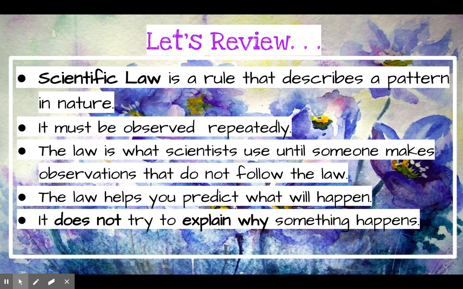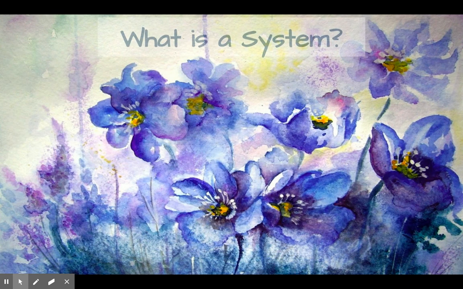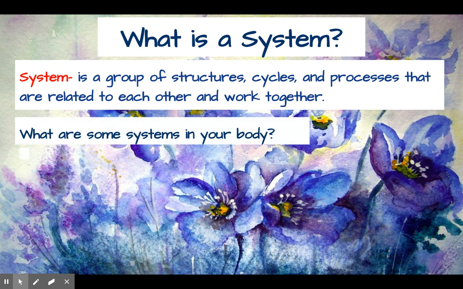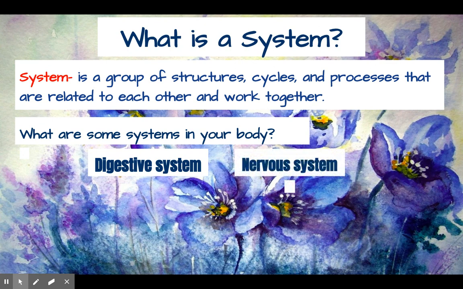Okay? Now, today we are getting into our next lesson, which is systems. So, what is a system? A system is a group of structures, cycles, and processes that are related to each other and they all work together. So, what are some systems in your body? Well, we have a lot of systems, but one of them is the digestive system and the nervous system.